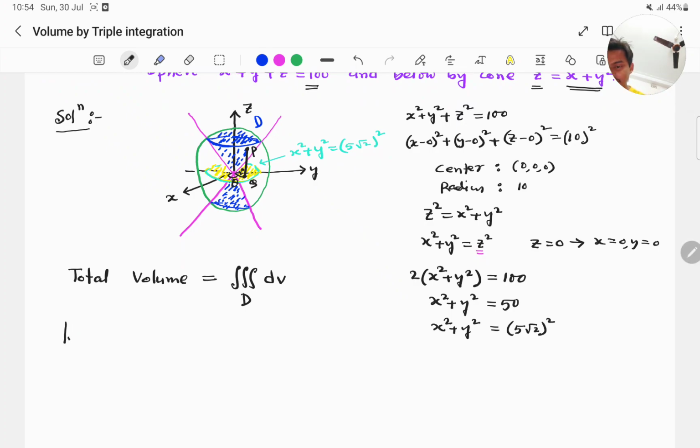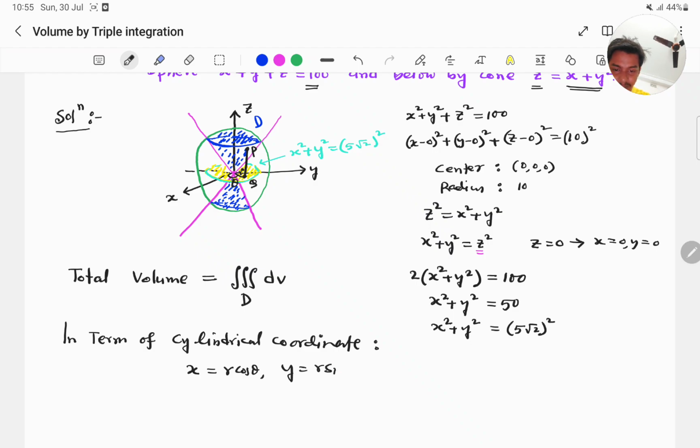So in term of cylindrical coordinate, what should we get? The domain, how does it look like? So we have to observe that firstly, it is clear that we put x equal to r cos theta, y equal to r sin theta, and we know the range for theta will be in between 0 to 2 pi, and r will be in between 0 to 5 root 2.